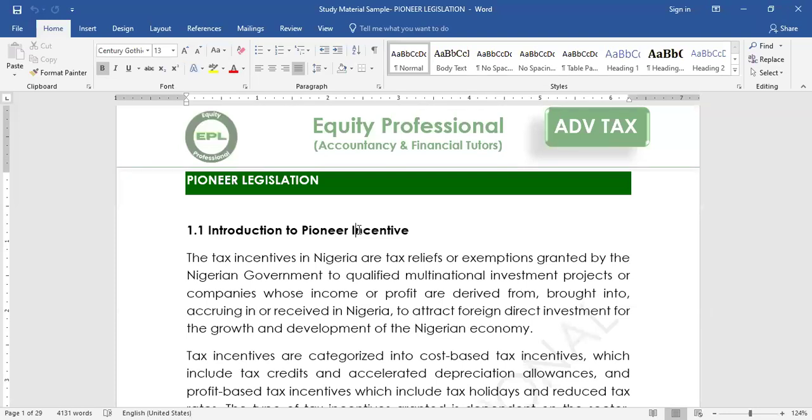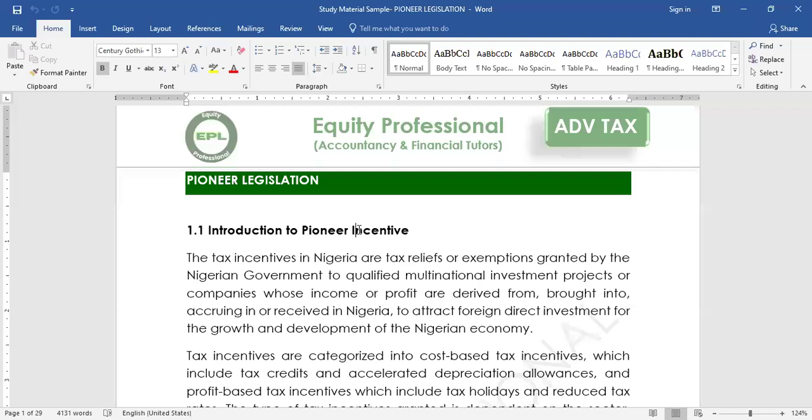According to the pioneer legislation, a company given pioneer status will not pay tax for the first 3 years. And that 3 years can be extended by an additional 2 years, subject to satisfactory performance. So let's start with pioneer incentive.